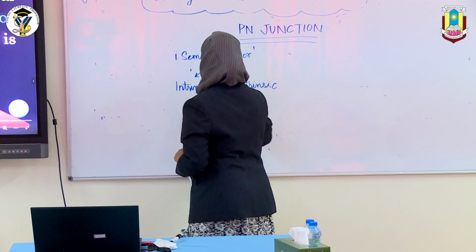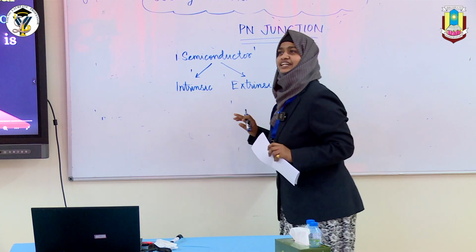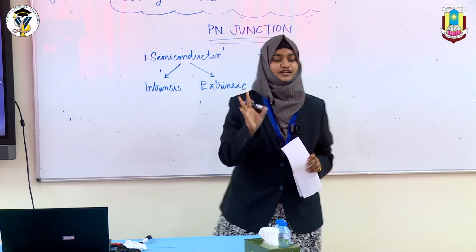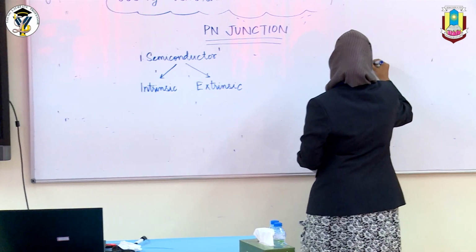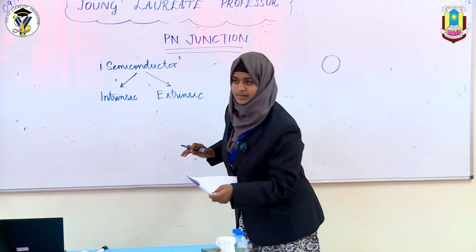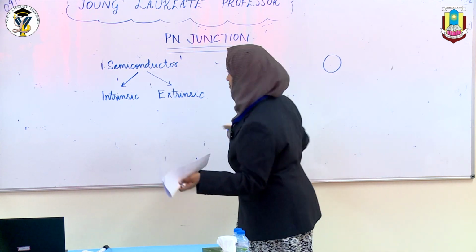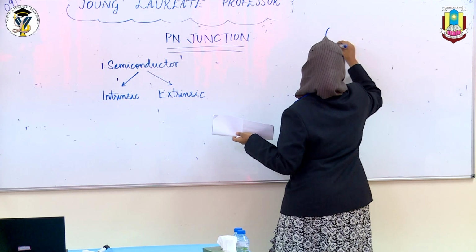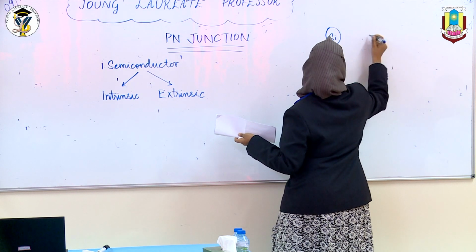So what is an intrinsic semiconductor? You can say an intrinsic semiconductor is like a pure semiconductor. For example, we know some basic examples of semiconductors: silicon, germanium, gallium arsenide. So let's take first silicon, and I'm taking a couple of silicon atoms here.